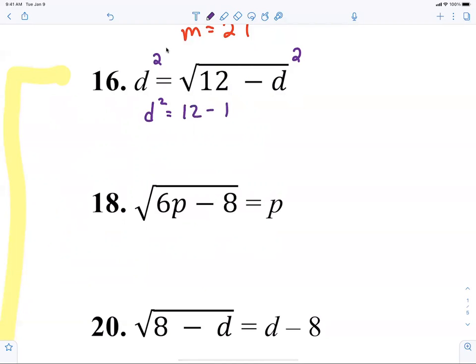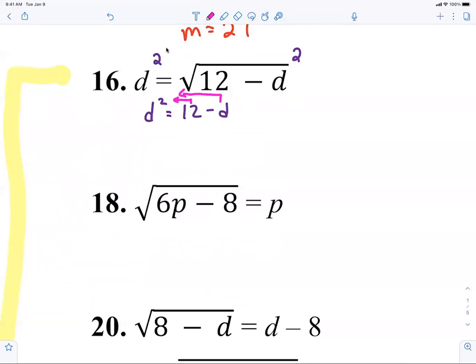Yes, 12 minus d. Yes. Now you have a quadratic. So in order to solve a quadratic, you have to set it equal to 0. So that means I have to move the negative d over, and I have to move the 12 over.